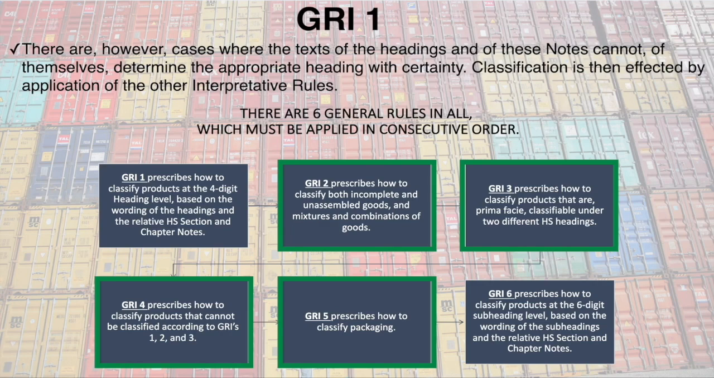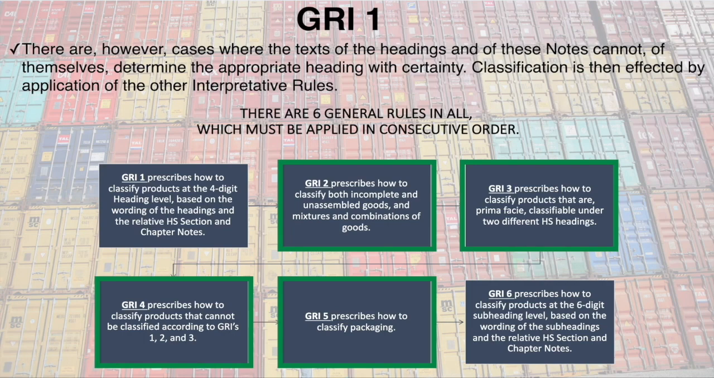But well, in summary, Rule 1 tells us first that for legal purposes classification shall be determined by the terms of the heading and the section or chapter notes. Second, that the table of contents, alphabetical index, and titles of sections, chapters, and subchapters are provided for reference only. And finally, that there are, however, cases where the text of the heading and legal notes cannot of themselves determine the appropriate heading with certainty. So classification is then affected by the application of the next interpretative rules 2, 3, 4, and 5.